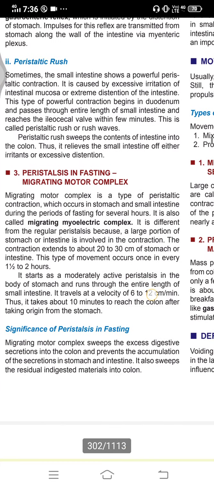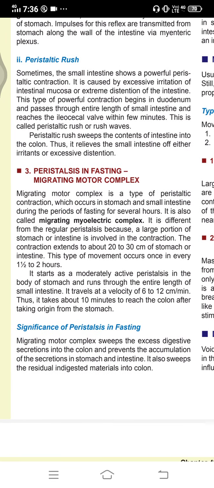Now, what is peristalsis in fasting? That is the migrating motor complex. Migrating motor complex is a type of peristaltic contraction which occurs in the stomach and small intestine during the periods of fasting for several hours. It is also called the migrating myoelectric complex.